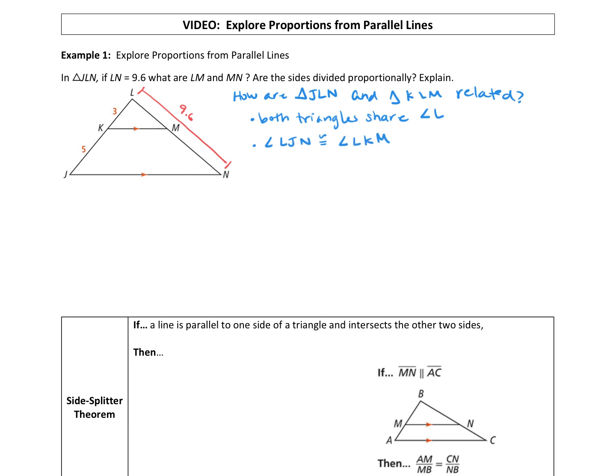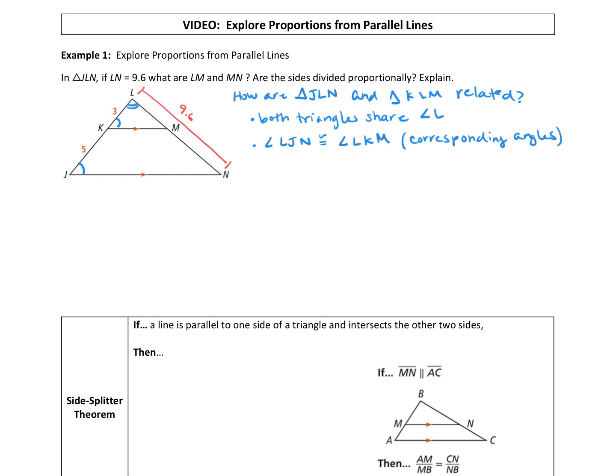And let me show you where those are. LJN is this angle right here. That is congruent to LKM right there. Those are corresponding angles. They are in the same position. Here's your parallel lines cut by a transversal. Corresponding angles are in the same position. So let's write that in. We know those are congruent because of corresponding angles.